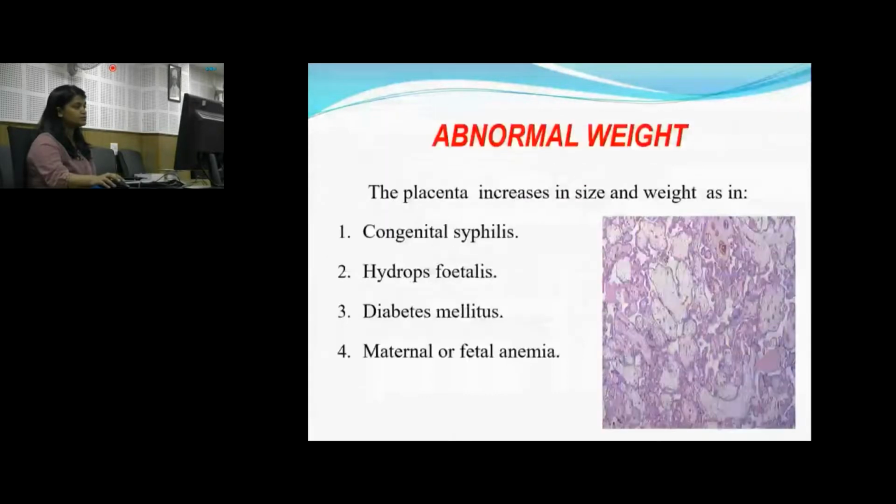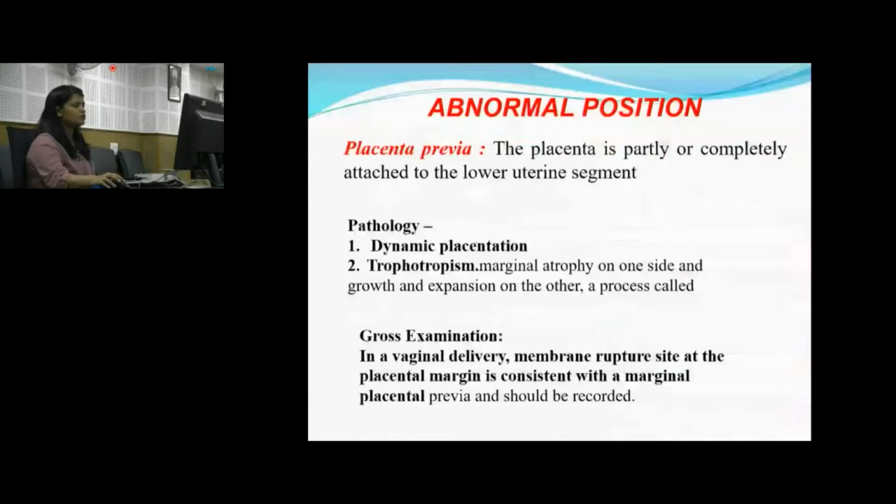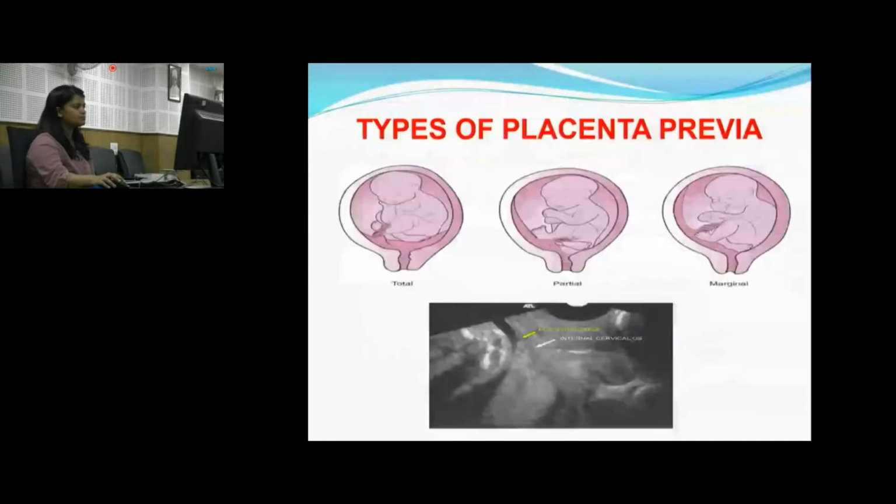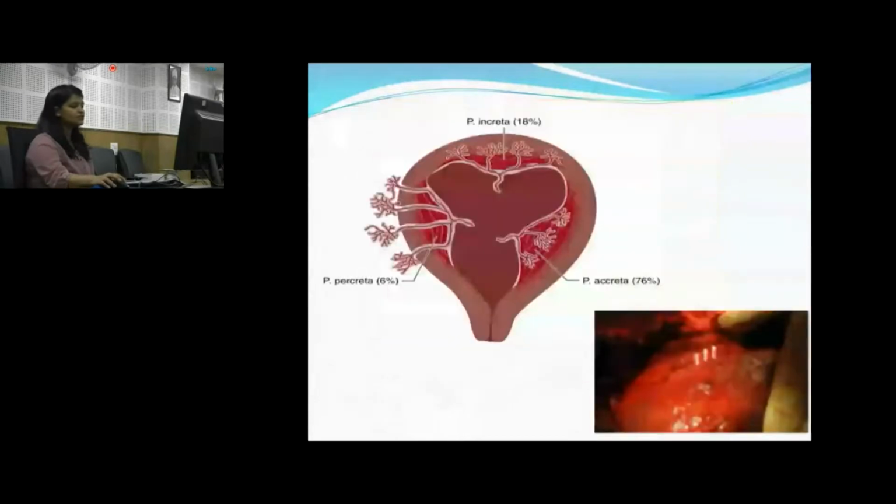Placenta may be abnormally lodged in conditions such as congenital syphilis, hydrops fetalis, diabetes mellitus, maternal or fetal anemia, or it may have an abnormal position. That is, like in placenta previa, when it is implanted in the lower uterine segment. We won't deal with placenta previa because it is a separate topic. There may be abnormal adhesion, which gives rise to placenta accreta syndrome, which is again percreta, increta, and accreta.